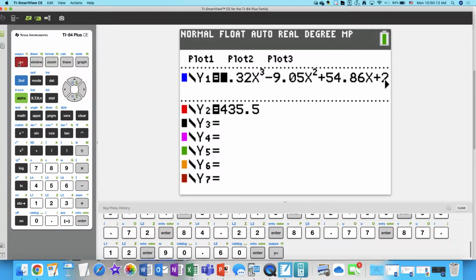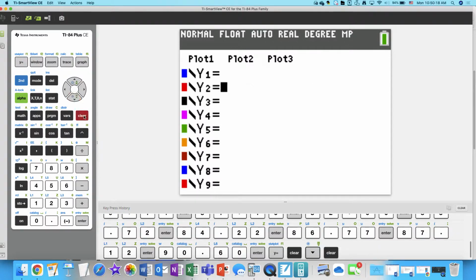And then what I want you to do is go up to plot 1. This turns on a scatter plot, and hit enter. When it's highlighted like that, it means your scatter plot is on. Now, if we hit graph right now, we're not going to see anything because if you have zoom standard, none of my x values were from -10 to 10. None of my y values were from -10 to 10.